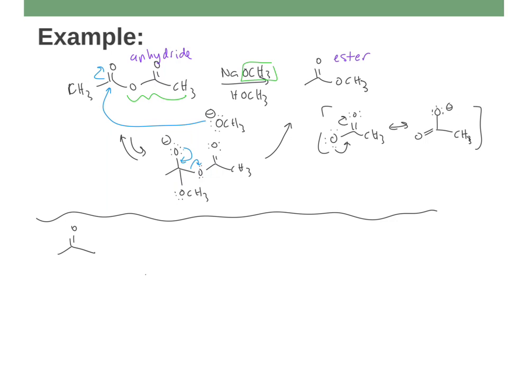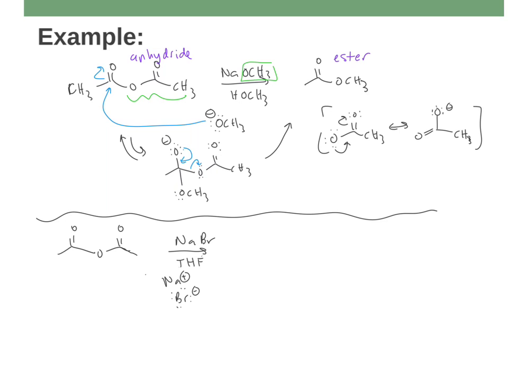Now, if I take that same anhydride here and I add a different reagent, let's say instead of sodium methoxide, I add sodium bromide. And let's just say it's not in water, it's in THF, or acetone or something like that. So I've got Na+, I've got Br-, same sort of reactivity.